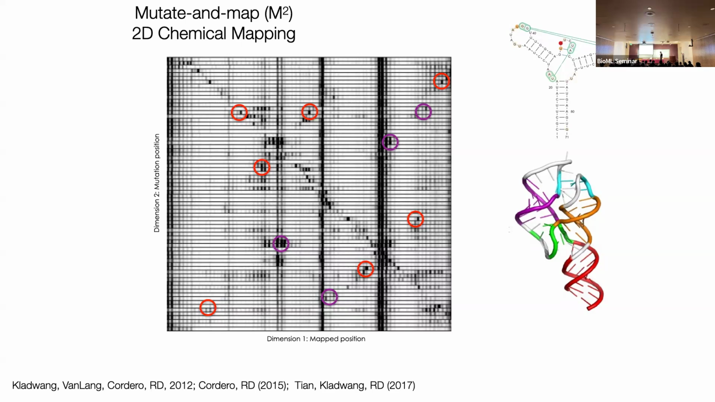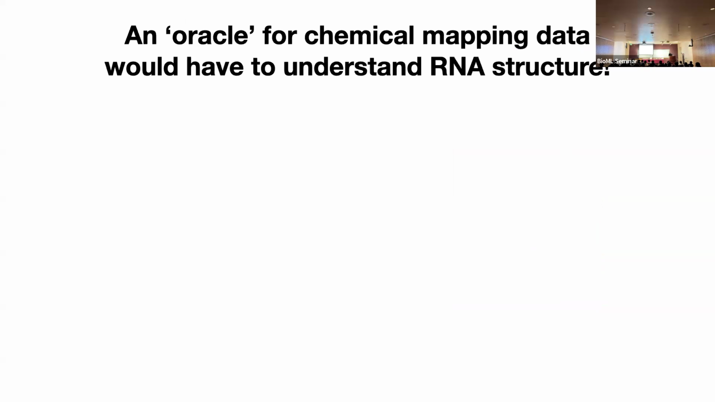In addition, in the modern age, we tend to use this when we're solving cryo-EM structures. We still use mutate-and-map to get the secondary structure and as a cross-check on what we're getting with these other microscopy techniques. So imagine that you've got a computational oracle that could give you these kinds of chemical mapping data. Well, we can interrogate that oracle in the same way that we do our actual experiments. And we can see whether it understands RNA structure and also what it thinks the interactions are inside an RNA. Okay. So that's the premise. We believed going into this that if we had an oracle for chemical mapping data, it would necessarily have to understand RNA structure.